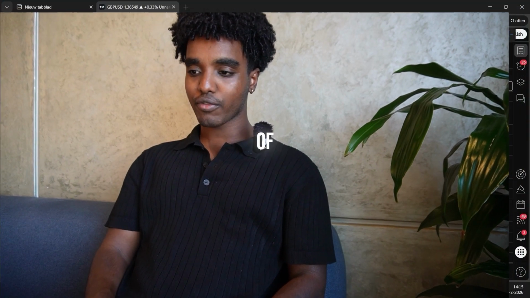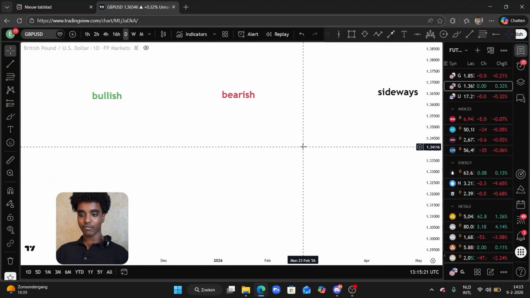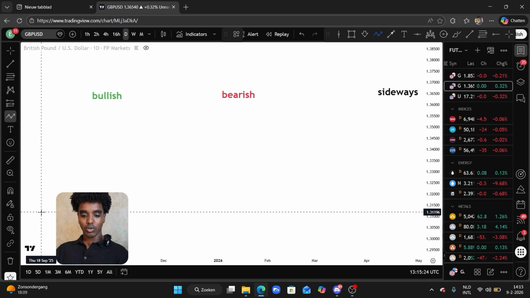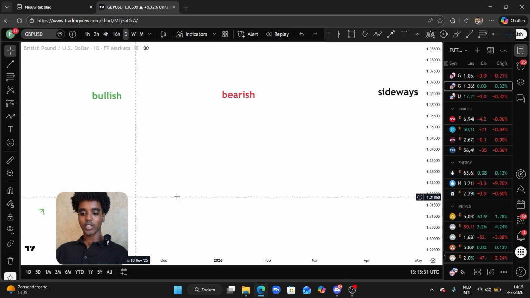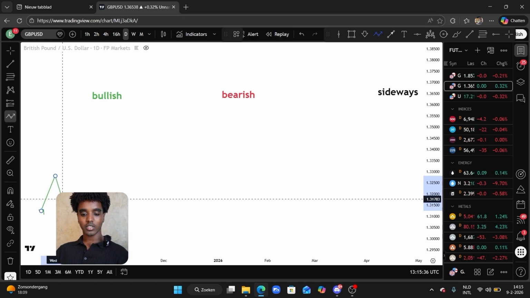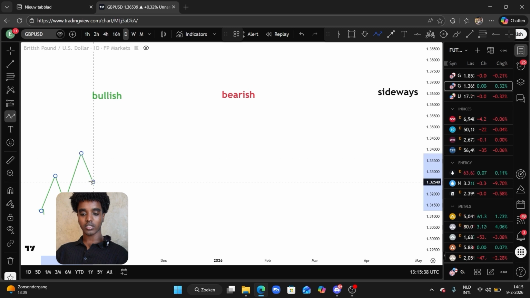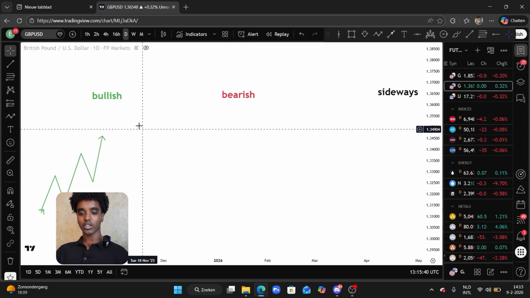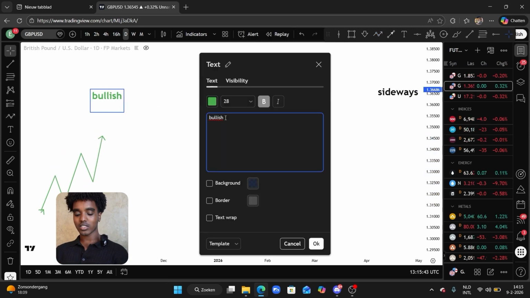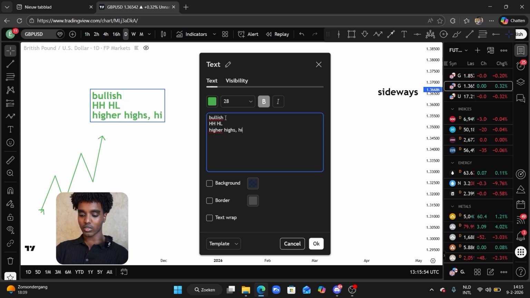And so the first type of market structure that we can have, or trend, is a bullish trend. A bullish trend, I'll make it in green, makes higher highs, higher lows, higher highs, higher lows, higher highs, right? So a bullish market consists of higher highs and higher lows.